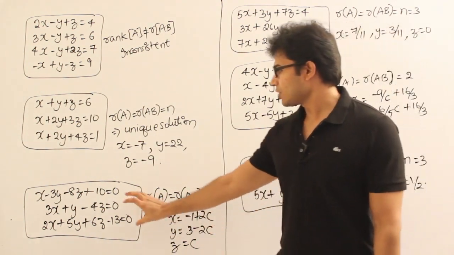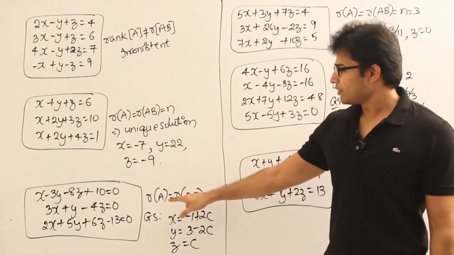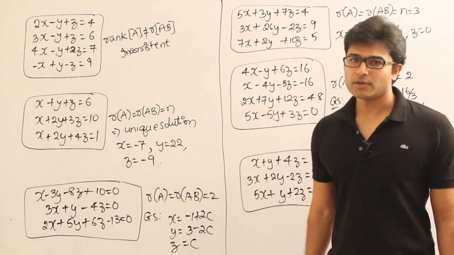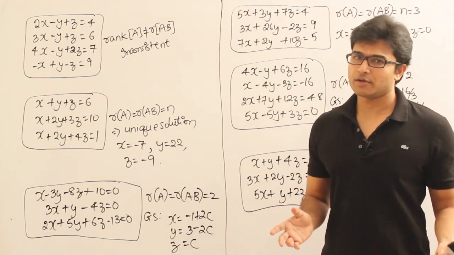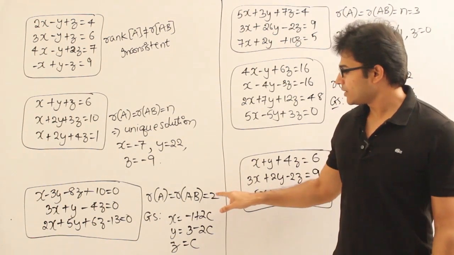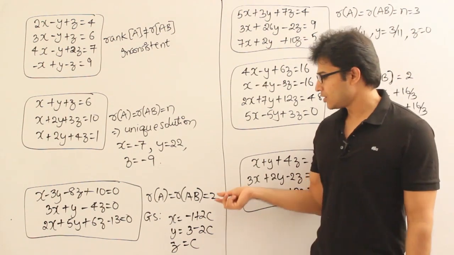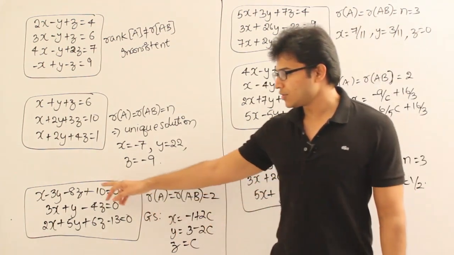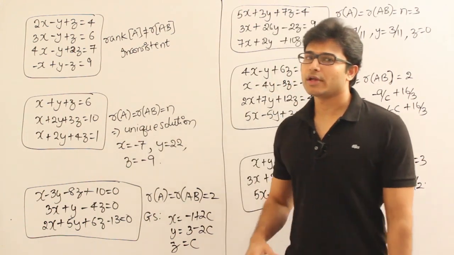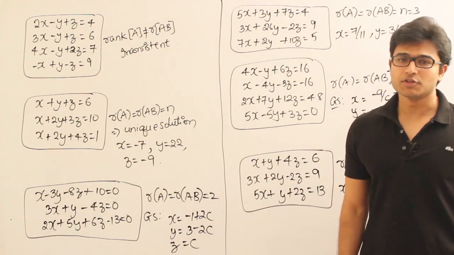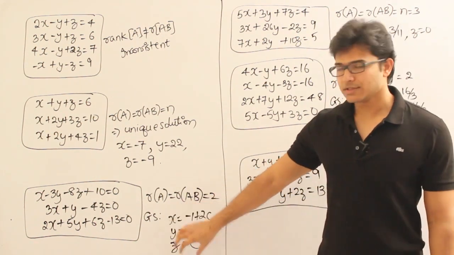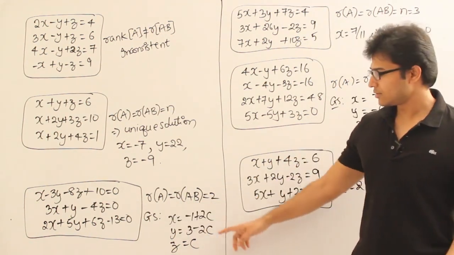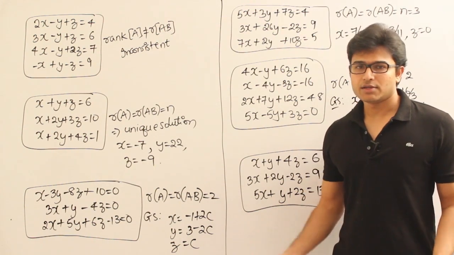And similarly, if you solve this, you will find out that rank of A is equal to rank of AB, therefore they are consistent. There could be either one or infinite number of solutions. But then rank of A and rank of AB turned out to be 2, but the number of unknowns is 3. Therefore n minus r is 1, which means we have one generic solution. So the generic solution is this one. How did we get it? How would we get it?